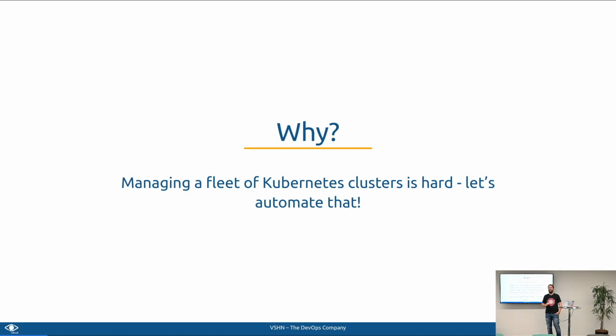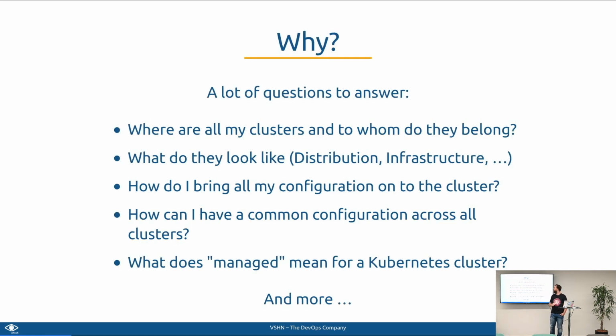Some questions you might ask yourself if you manage an amount of Kubernetes clusters. So for example, where are all my clusters? And to whom do they belong? They might belong to a customer, to a team, or whatever. They might be in the cloud or on your desktop or wherever else. You might have very many different Kubernetes flavors around, like EKS, AKS, OpenShift, Rancher Kubernetes, whatever. And you want to know which one of your Kubernetes clusters has which flavor, for example.